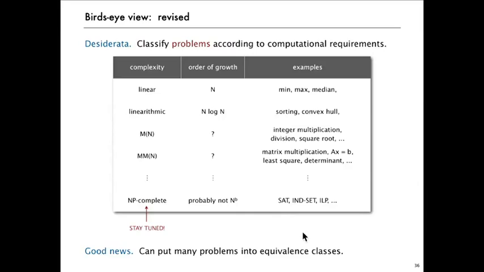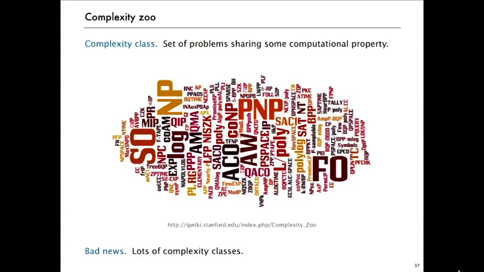But as time wears on, researchers have found ways to put many, many problems into equivalence classes. So at least we know that those problems are the same difficulty, even if we don't know what it is. This is actually called the complexity zoo. There's really a large number of complexity classes.